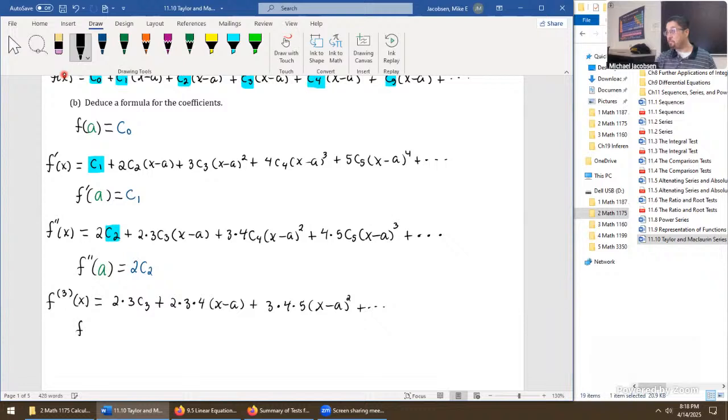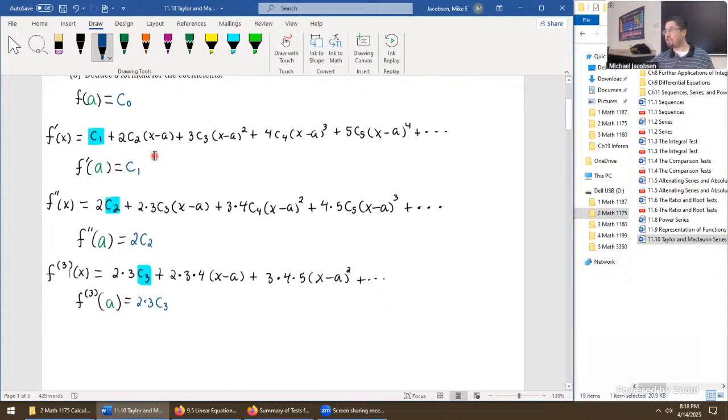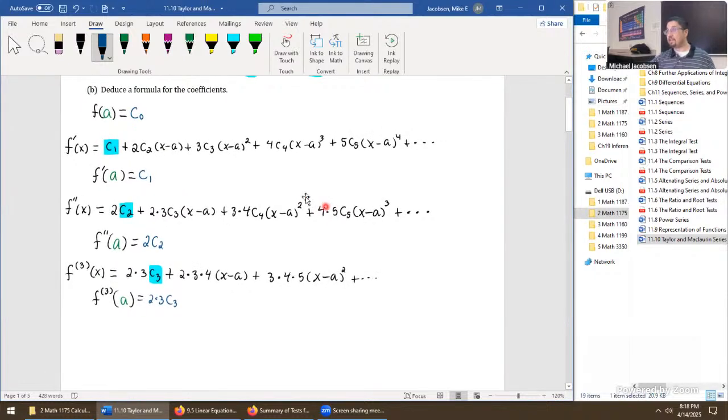We can say third order derivative of f, now at a, is going to give us that back with the 2 times 3. So it's now 2 times 3 times C3. At this stage, let's start actually deducing that pattern.